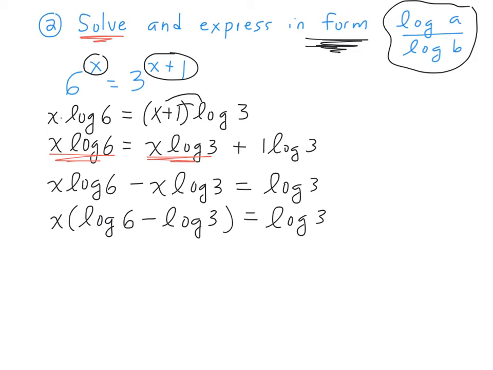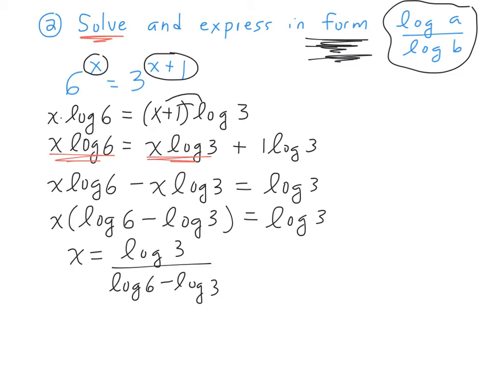So from there we can divide this all over. So we'd have the log of 3 all divided by the log of 6 minus the log of 3. Well, again, go back to the form that they want us to leave it in. Okay, it looks like we have to have the log of something divided by the log of something.